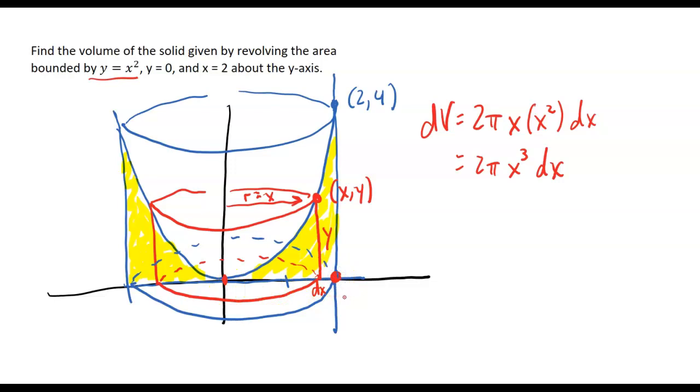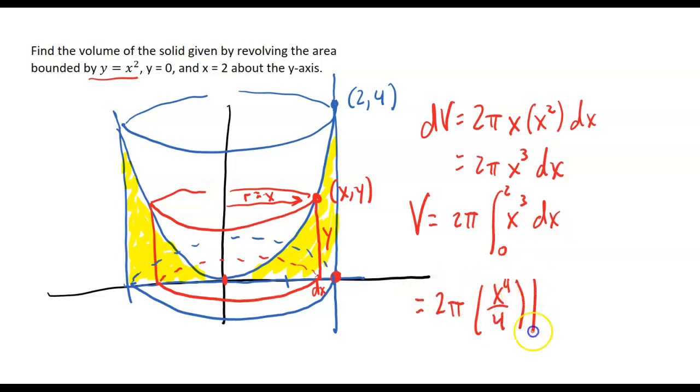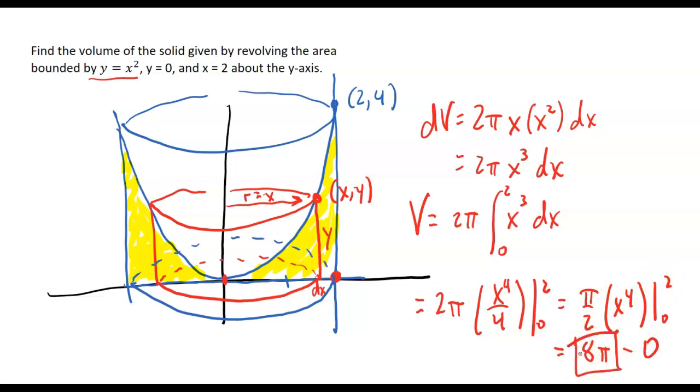The innermost shell, the one in the very center, is at 0, and the outermost is at 2. So my total volume is 2 pi times the integral of x cubed from 0 to 2 dx. That's easy enough for us to do by hand. That's going to be x to the 4th over 4 from 0 to 2, which is pi over 2 times x to the 4th from 0 to 2. Put in 2, I get 16 times pi over 2, which is 8 pi. Put in 0, I get 0. My answer is 8 pi.